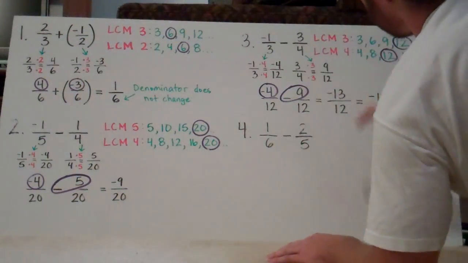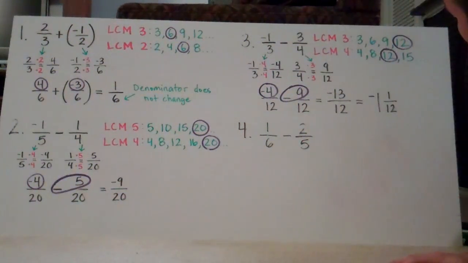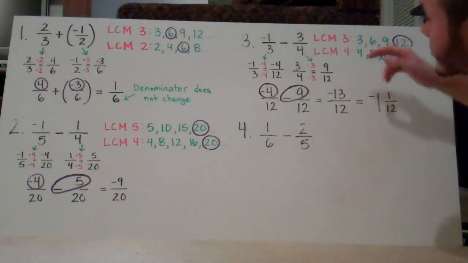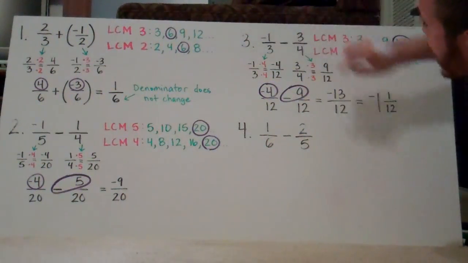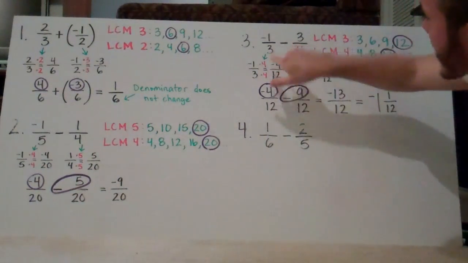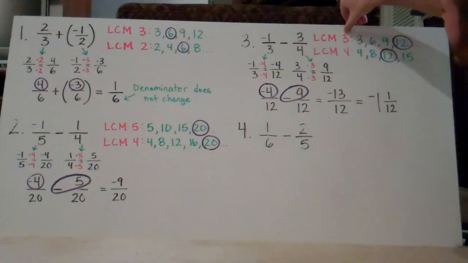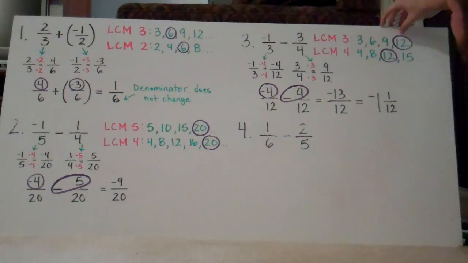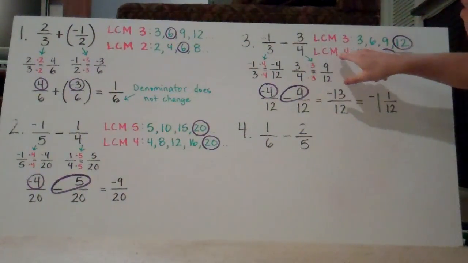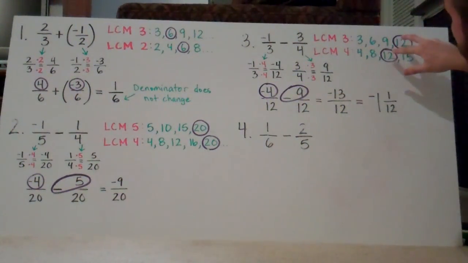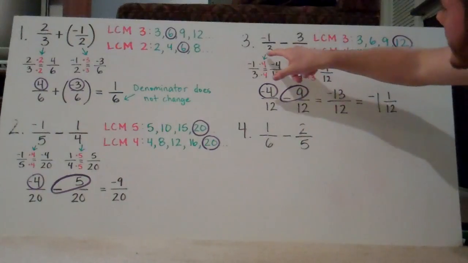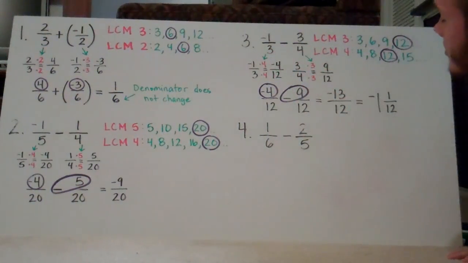Number 3 up here. Now I'm going to start going through these faster because you guys should know the methods I'm using now. Negative 1/3 minus 3/4. Well, different denominators. Got to find the multiples. Multiples of 3 are 3, 6, 9, and 12, and so on. Multiples of 4, 4, 8, 12, 16, and so on. The least common multiple, the one they both share first, is that 12. So I'm going to turn the denominators into 12ths.